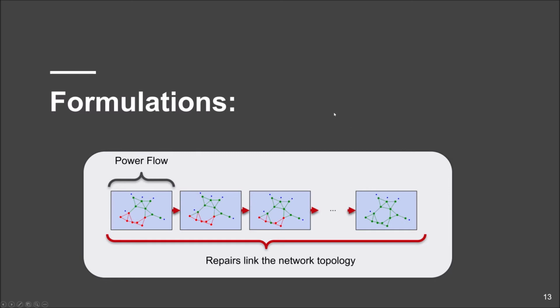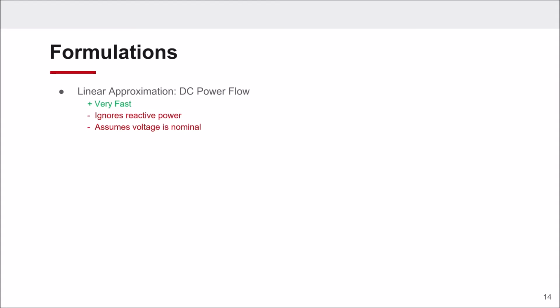I'm going to start out by talking about some of the formulations that we support in this package and the ones that are represented in the case studies. There are three of these formulations, the first of which is a linear approximation, the DC power flow. This is a linear representation. It's very fast to solve, but it makes some assumptions, and as a result, it ignores reactive power in the network. It makes assumptions about voltage being nominal, voltage angles being small, and these assumptions may not be true anymore in a very stressed network that is undergoing this restoration.